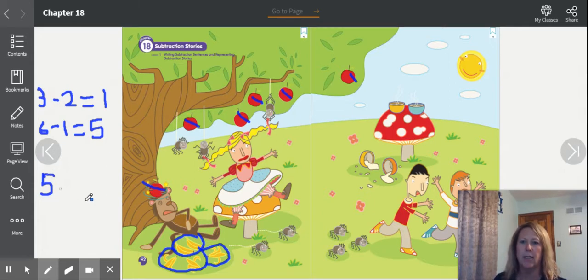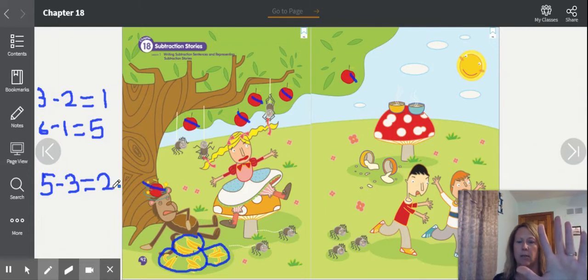And then when we look closely at the bananas, I see that there are 3 that have been eaten. So 5, take away 3, equals how many bananas that weren't eaten? Let's count them. 1, 2. So 5, take away 3, equals 2. I have 2 left.